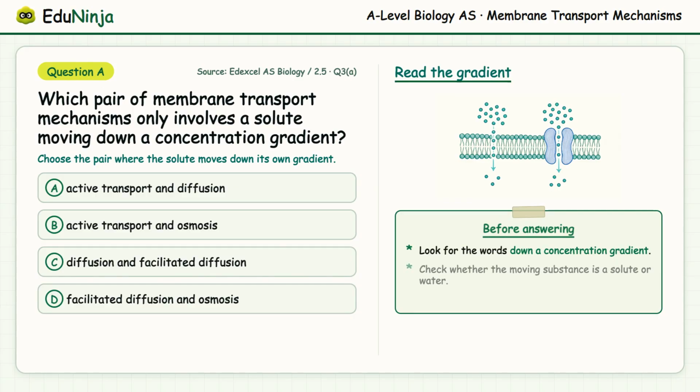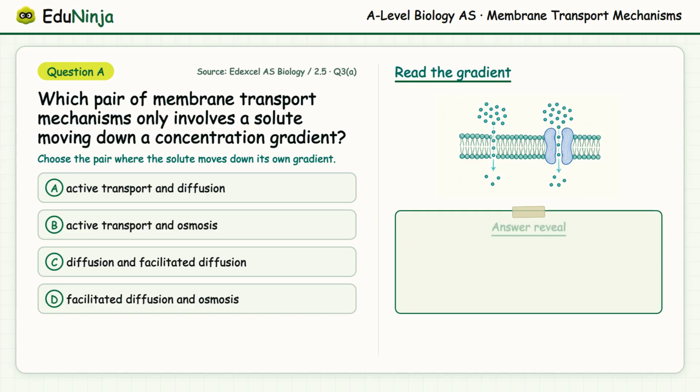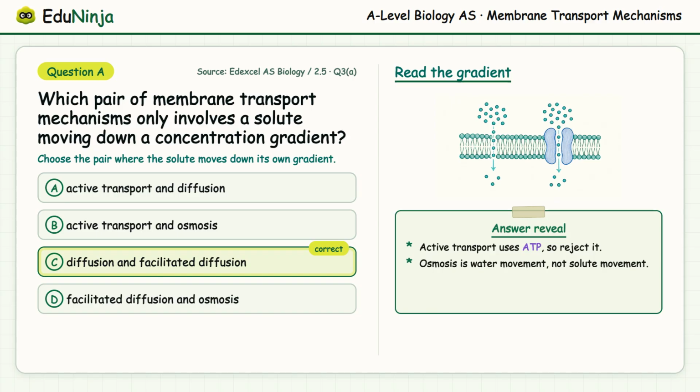Active transport needs ATP, so remove any option with active transport. Osmosis is water movement, not solute movement. So the answer is C. Diffusion and facilitated diffusion. Both move solutes down their concentration gradient.